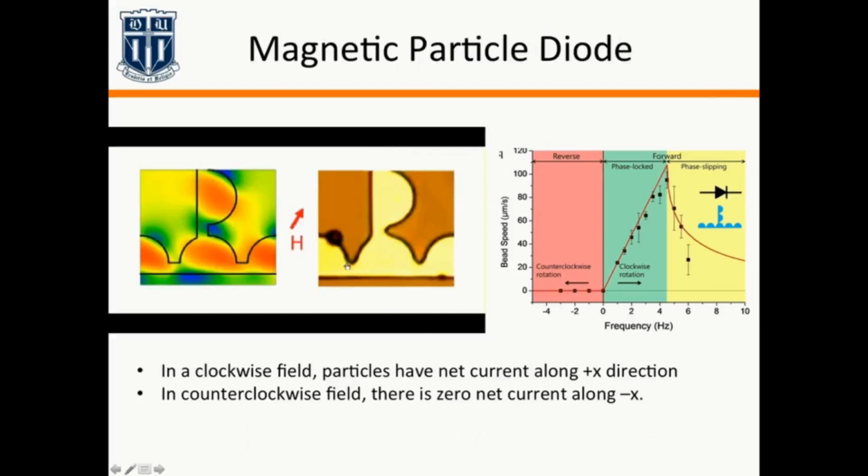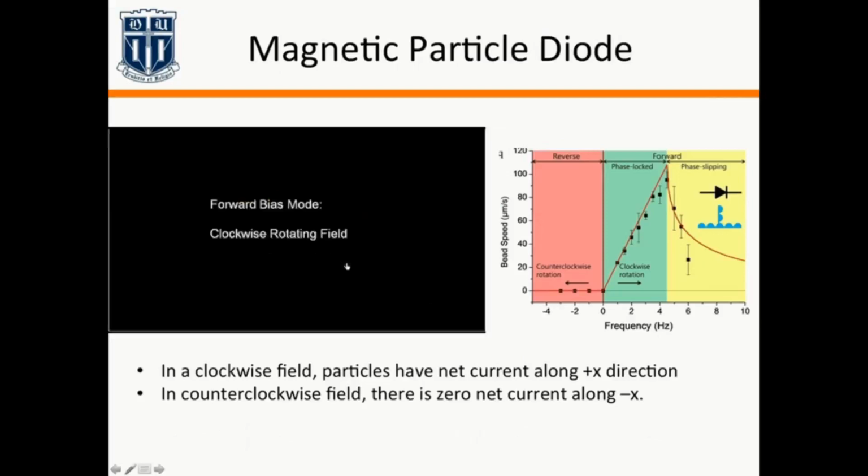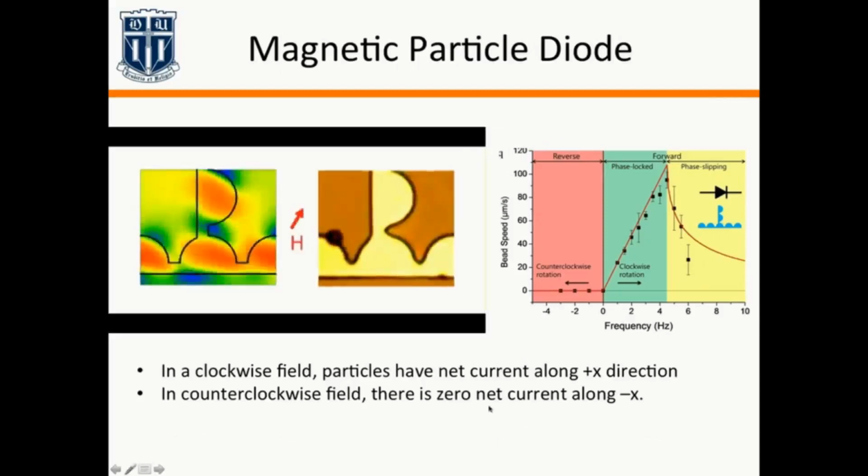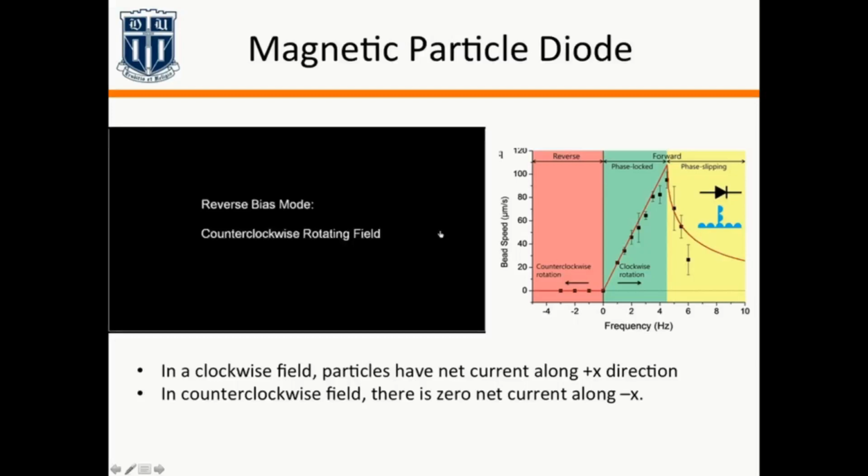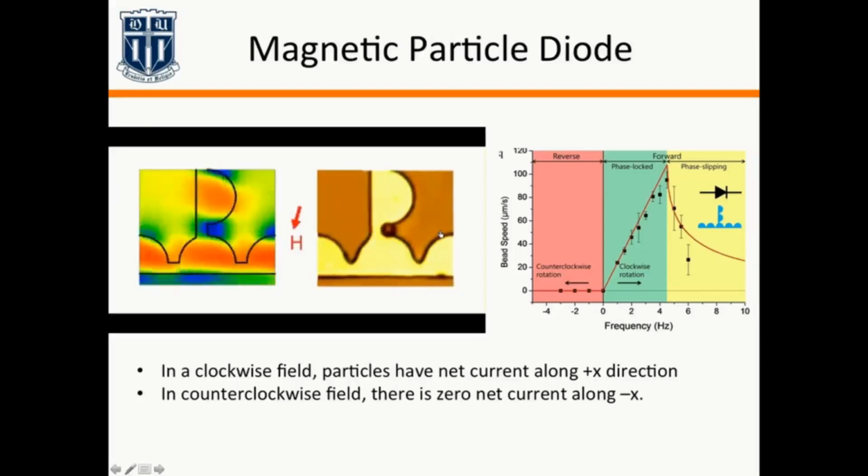So the next circuit element that we need to develop is a diode. This is something that allows for one-way electrical current flow. Here we show that by combining this junction into a T pattern, when we apply a counterclockwise rotating field, the magnetic bead can proceed in the positive X direction. But when we have a clockwise rotating field, the bead cannot move in the negative X direction. It actually moves in a different direction. So this is an example of an asymmetric current conductor or a rectifier. This is what a diode is.